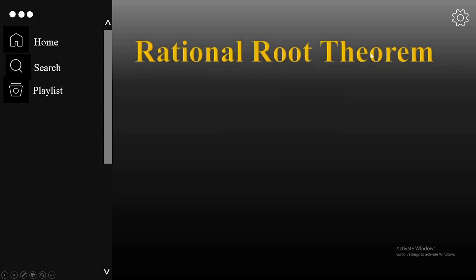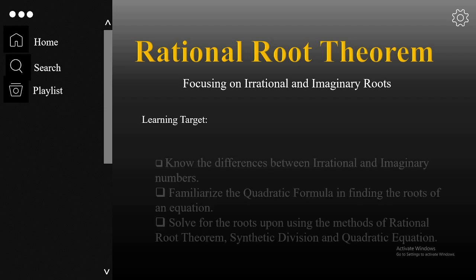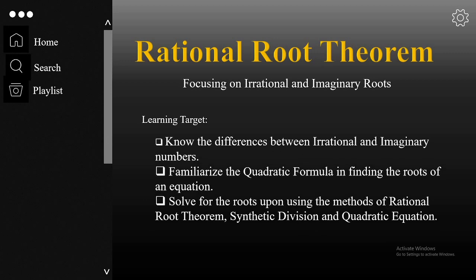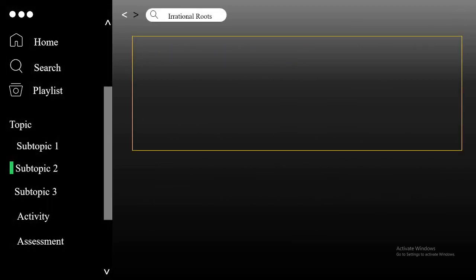Hi there everyone. Our session for today is a continuation of what we had last time, which is about the rational root theorem. But in this session, we'll be focusing on irrational and imaginary roots. And these are our learning targets. Now, let's begin first with defining what irrational is.